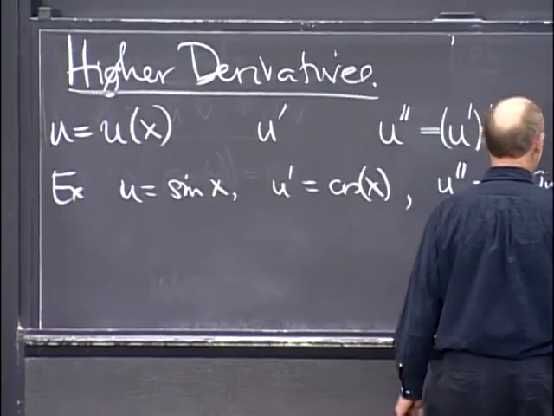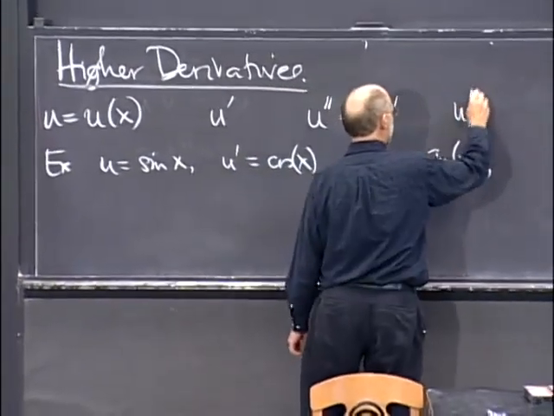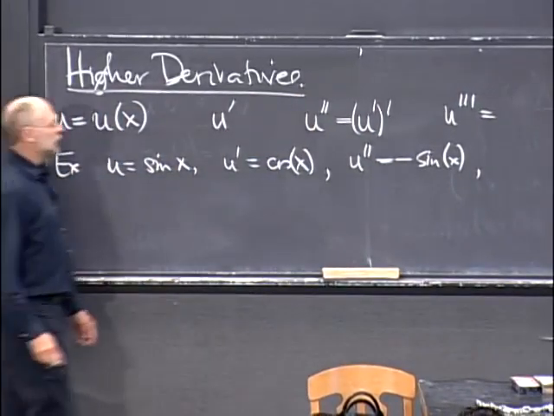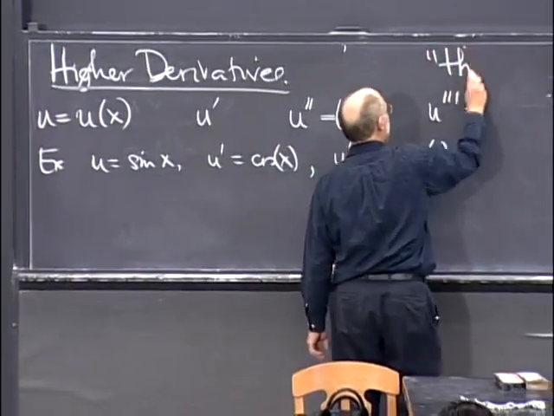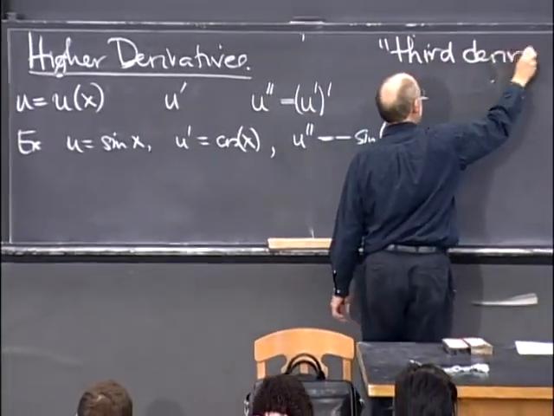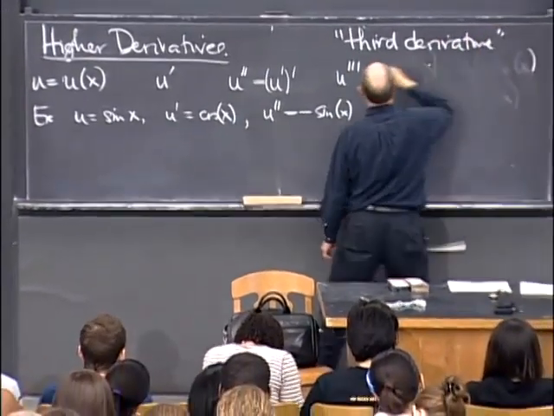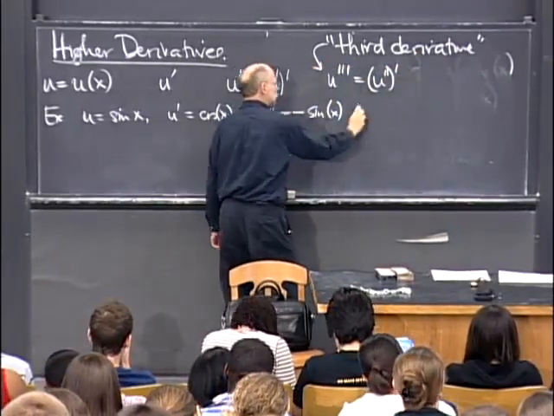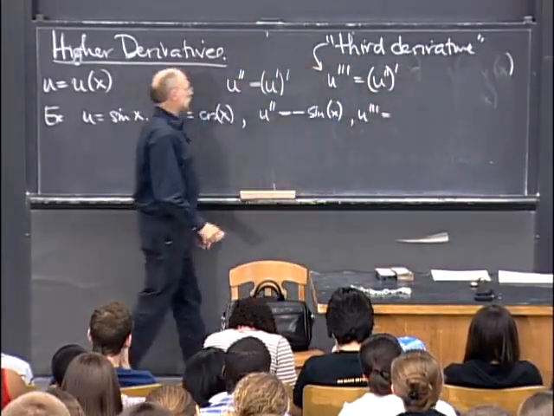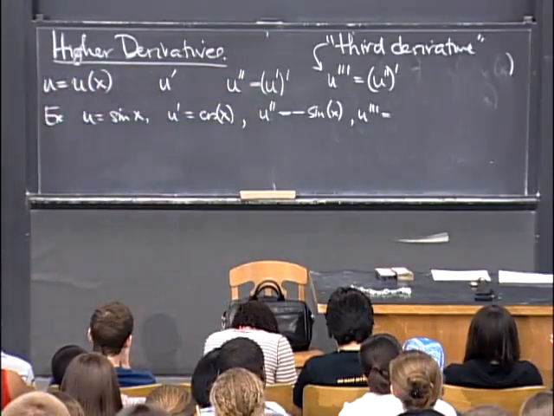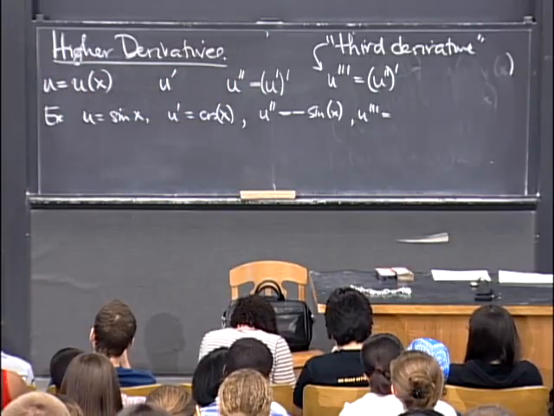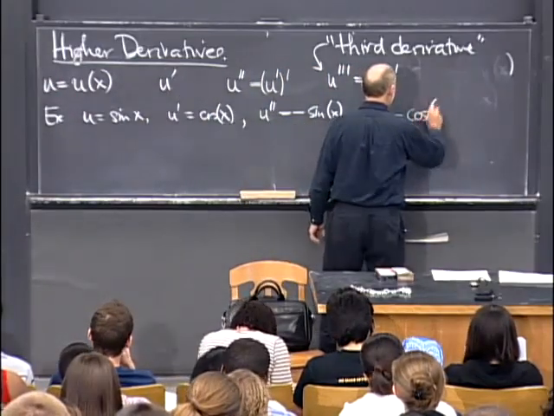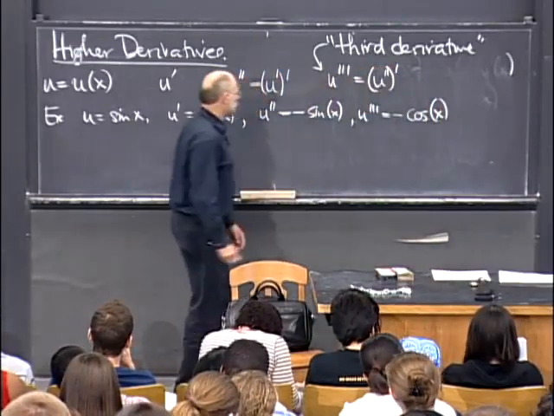Let me go on. What do you suppose u prime prime prime means? I guess it's the derivative of u prime prime. It's called the third derivative. And u prime prime is called the second derivative. And it's u prime prime differentiated again. So to compute u prime prime prime in this example, what do I do? I differentiate that again. There's a constant factor, minus 1, that comes out. The derivative of sine is what? Okay, so u prime prime prime is minus the cosine of x.